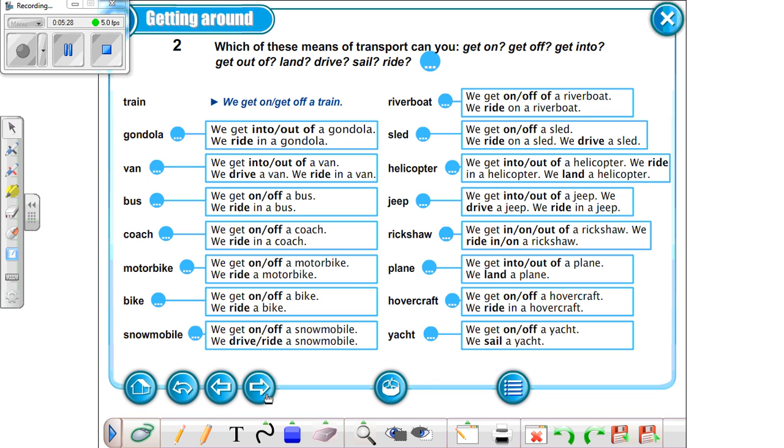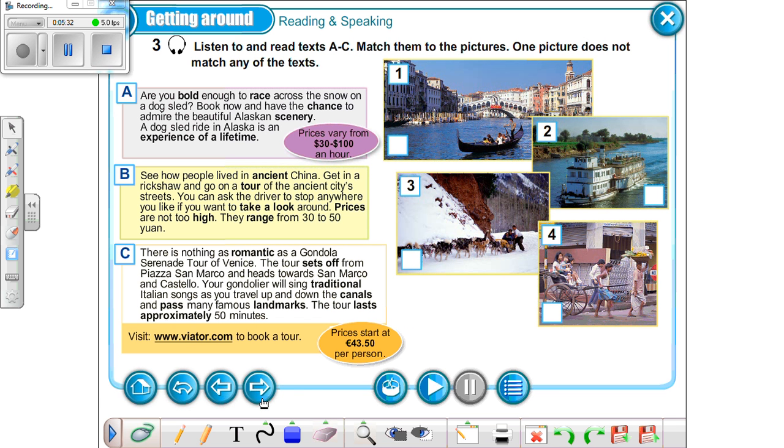Okay, let's go to exercise number 3. Listen to and read texts A to C. Match them to the pictures. One picture does not match any of the texts. Listen, all of you.